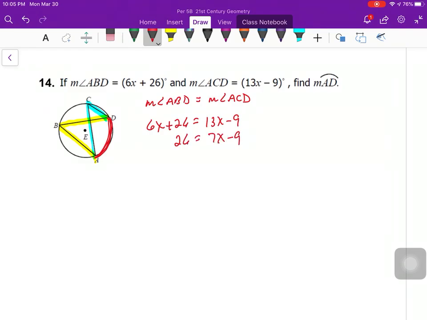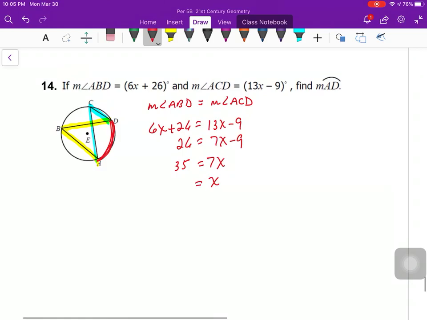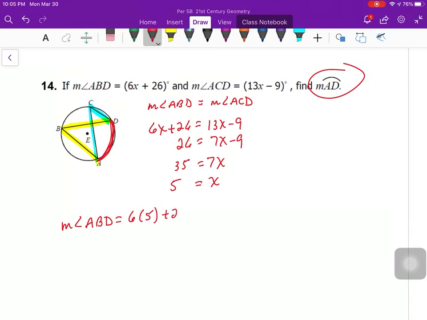We'll subtract 6x on both sides. We'll add 9. We'll divide by 7. And then we're finding the measure of arc AD. Well, to find the measure of arc AD, let's first find the measure of angle ABD. So the measure of angle ABD will be equal to 56.